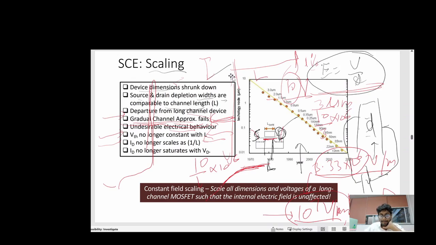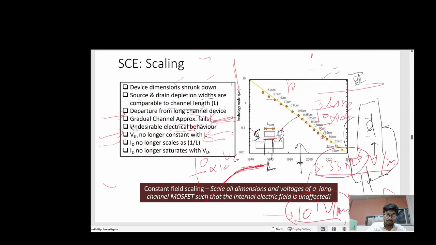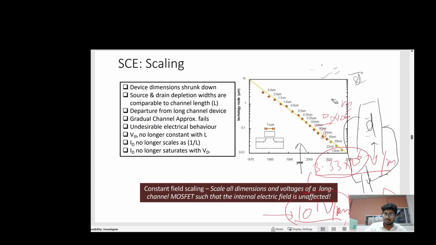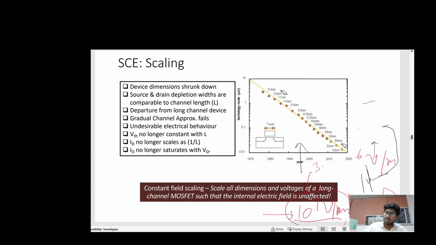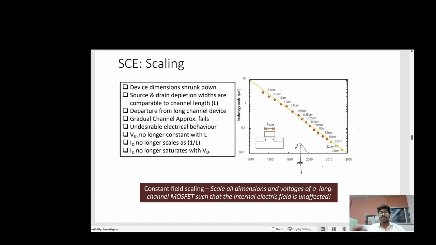Sir, if the channel length is reduced, we have to apply less voltage, because we have to operate in the active region. Otherwise, it will break down. If you go beyond a certain voltage, it will break down. There will be some other effects that come into the picture, which we will see in the further slides.